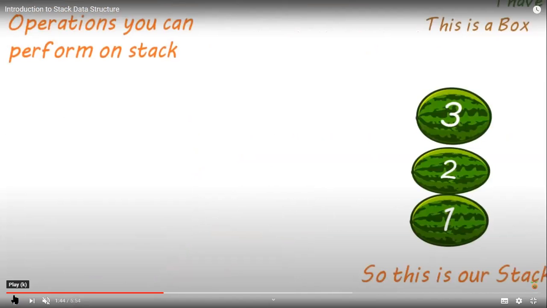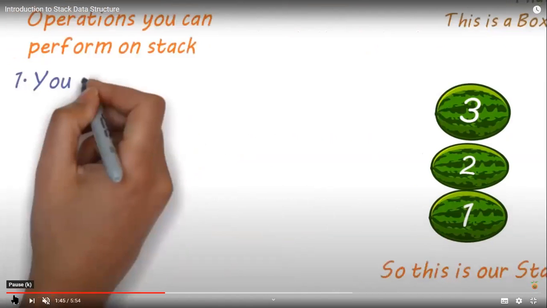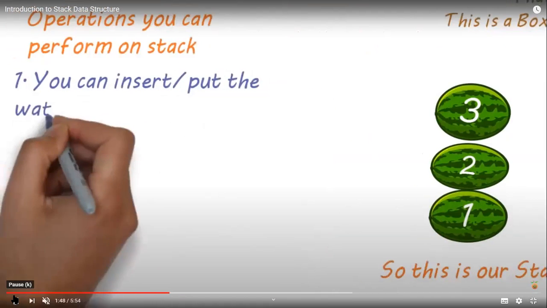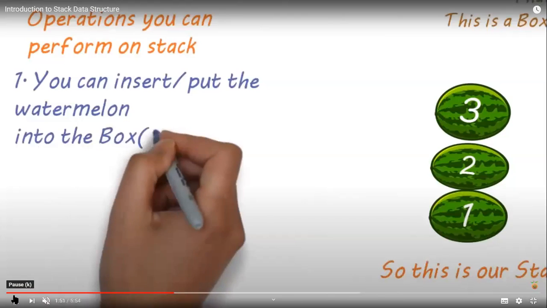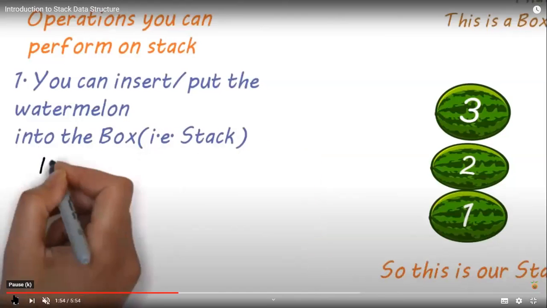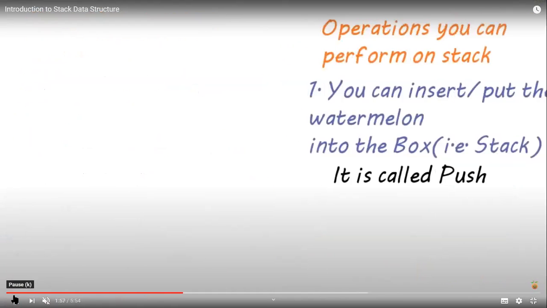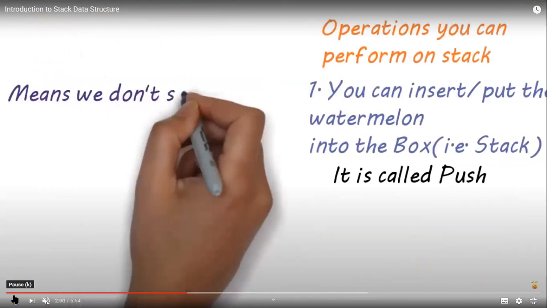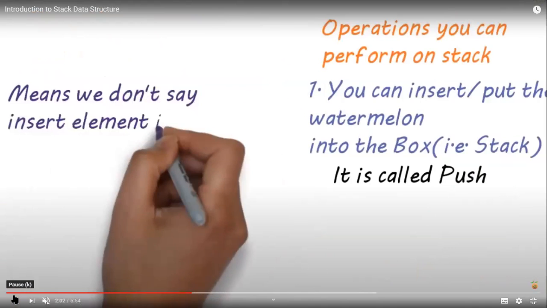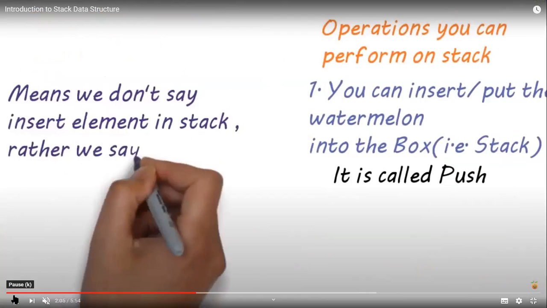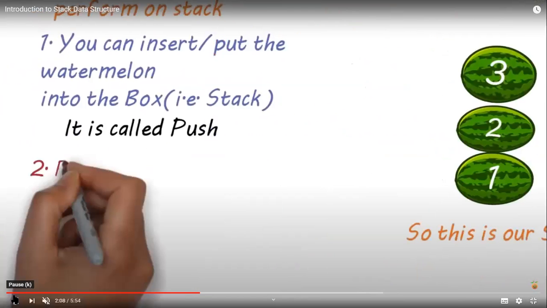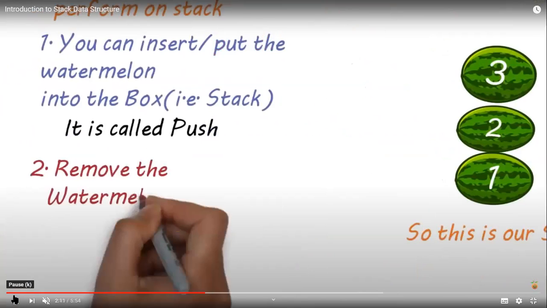So what are the different operations that we can perform on the stack? Operations that we can perform are 2 operations, which are called insertion and deletion. Insertion in the sense we will be inserting, here the example is watermelon. So we will be inserting the watermelon into the box. That operation is called as push. So it is not an insertion operation, but push operation.